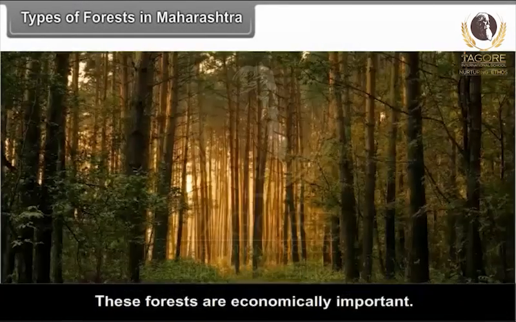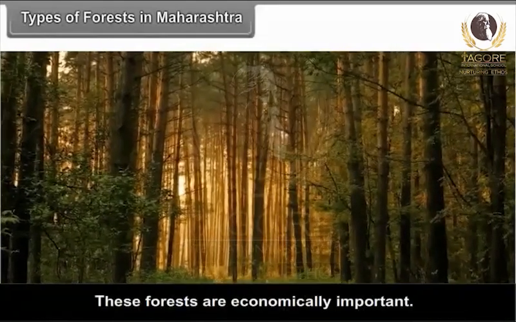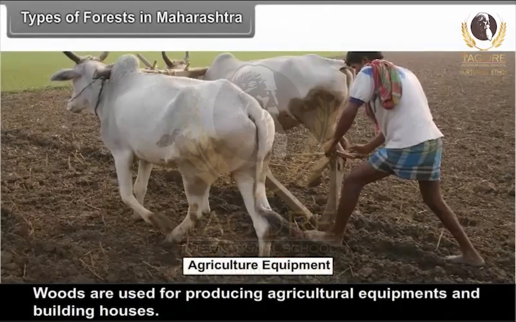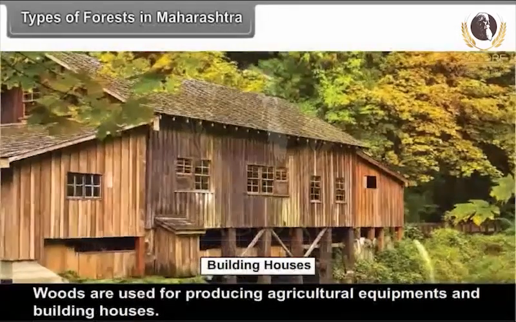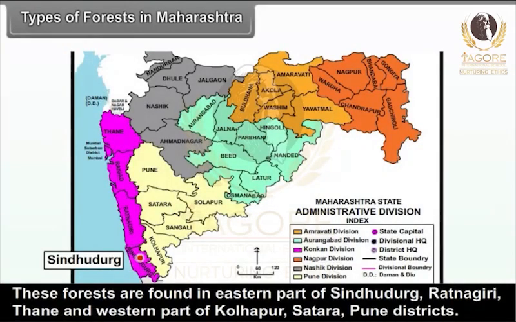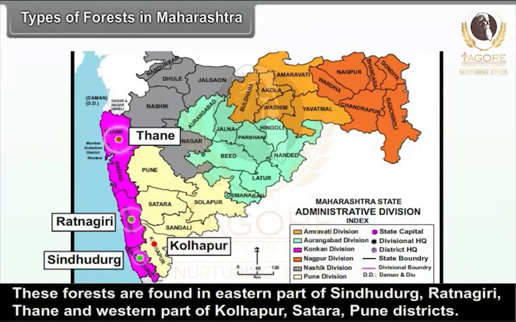These forests are economically important. Woods are used for producing agricultural equipments and building houses. Leaves, flowers, fruits, roots and barks are used as herbal medicine. These forests are found in eastern part of Sindhudurg, Ratnagiri, Thane and western part of Kolhapur, Satara, Pune districts.